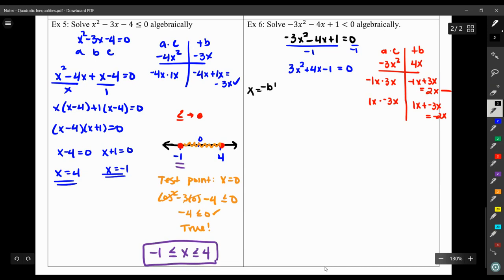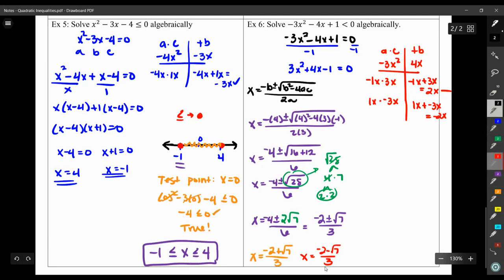So I want you to pause the video. Here's your quadratic formula. Substitute in your values for the quadratic formula and solve this. Find the boundary points with the quadratic formula. Pause the video and get the boundary points. And here's what you should have had for your boundary points: negative 2 plus square root of 7 over 3 and negative 2 minus square root of 7 over 3.